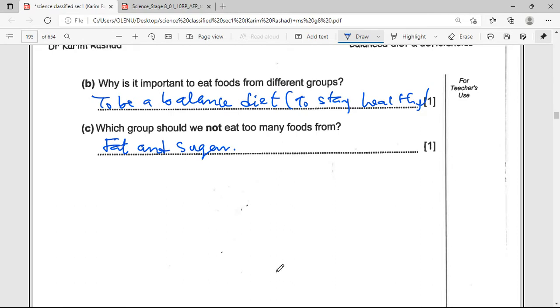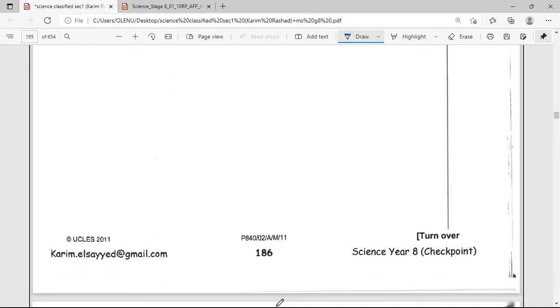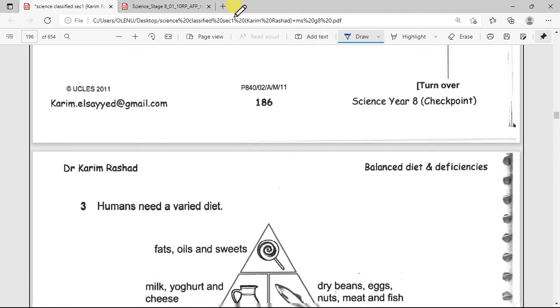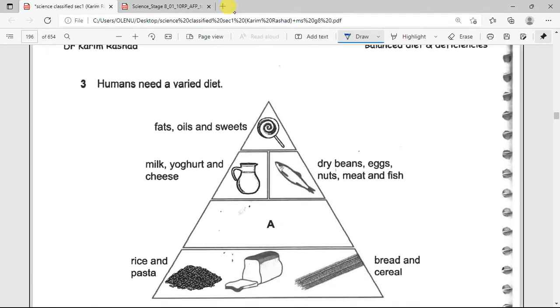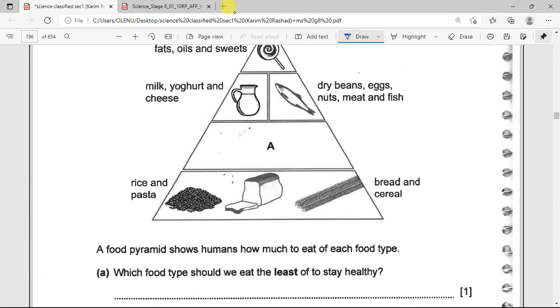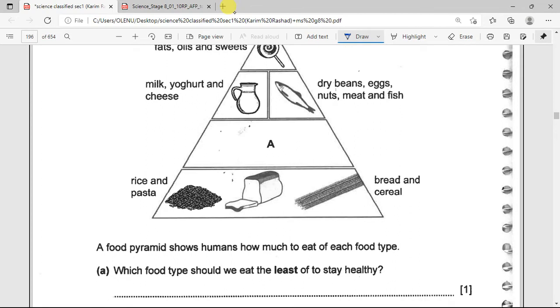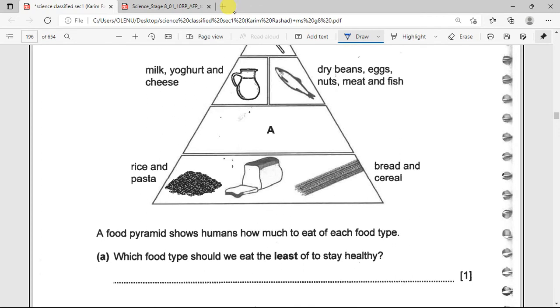Okay, the next question: humans need a varied diet. We have fat, oil, and sweet. We have milk, yogurt, and cheese. We have rice and pasta. And here we have examples of food, also bread and cereals. A food pyramid shows humans how much to eat of each food type.